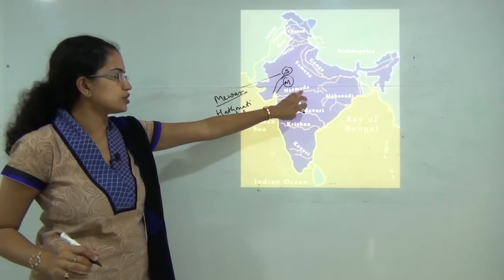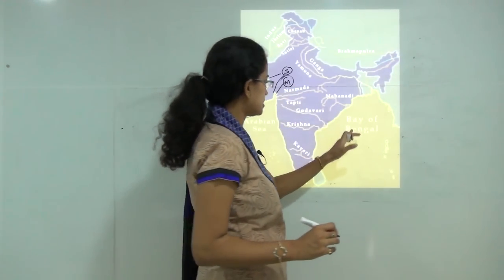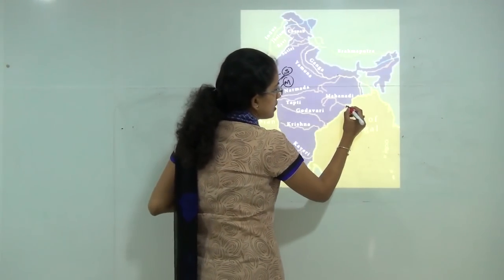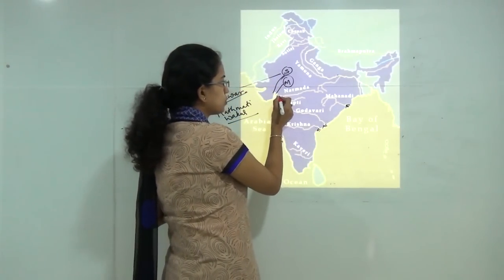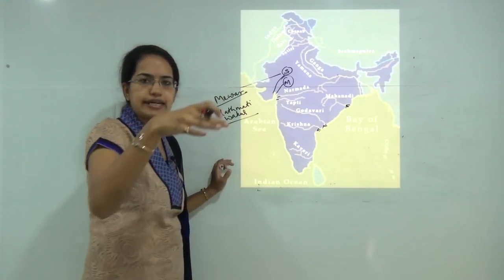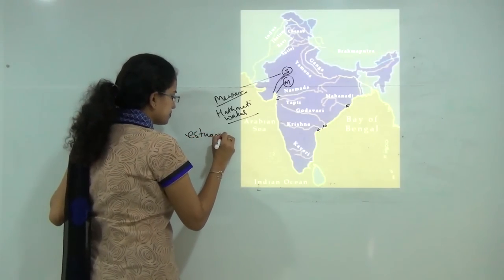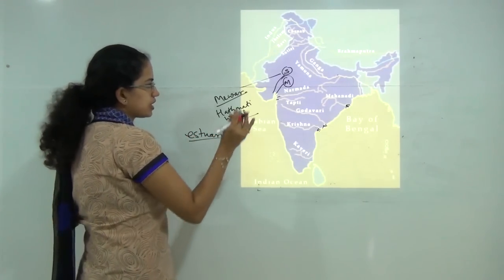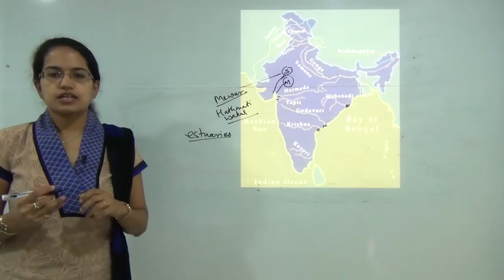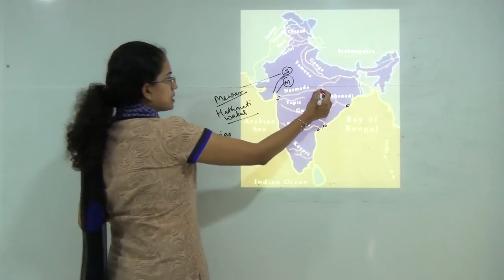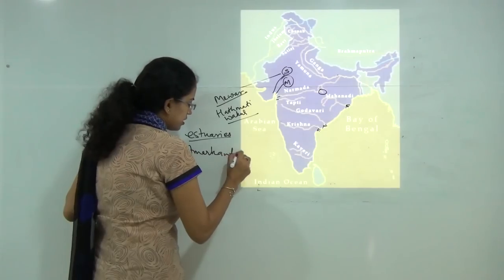Now the two most important west flowing rivers are Narmada and Tapti. As you can see, towards the east you have delta formations. The rivers draining towards the west drain directly into the ocean and form estuaries. They do not drain as deltas, rather they drain as estuaries. Now Narmada originates in Amarkantak in Madhya Pradesh.